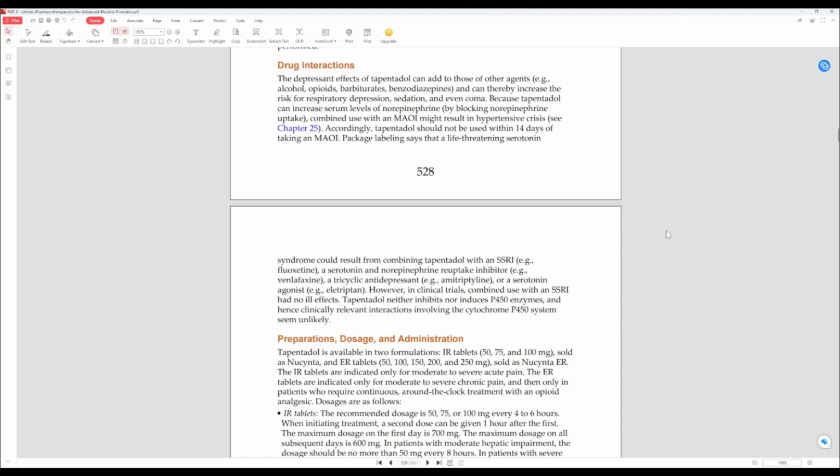The package labeling says that a life-threatening serotonin syndrome may result from combining tapentadol with an SSRI, a serotonin or norepinephrine reuptake inhibitor, a tricyclic antidepressant, or a serotonin agonist. However, in clinical trials, combined use with an SSRI had no ill effects. Again, tapentadol neither inhibits nor induces P450 enzymes, and therefore clinically relevant interactions involving the cytochrome P450 system are seen as unlikely.